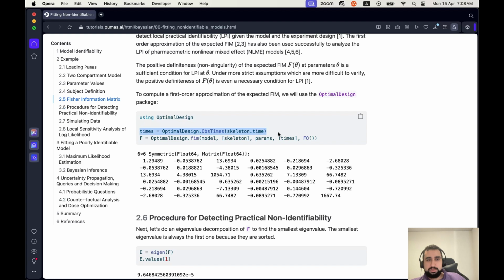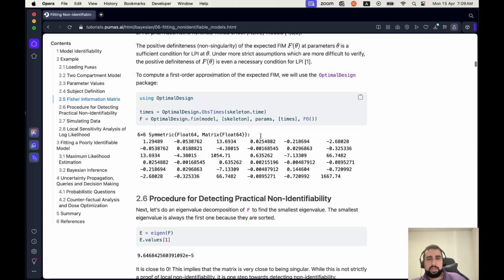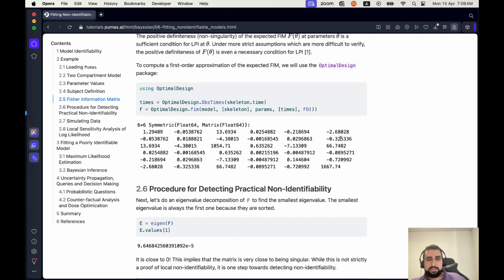We're going to use this syntax just to wrap the time points of the skeleton subject. So these time points are basically 0 to 30 with intervals of 0.5. And then we're going to pass this on to the FIM function from optimal design. This is basically the syntax for this. So we get here a 6x6 matrix because we have 6 parameters. It's symmetric and it's positive semi-definite or positive definite.